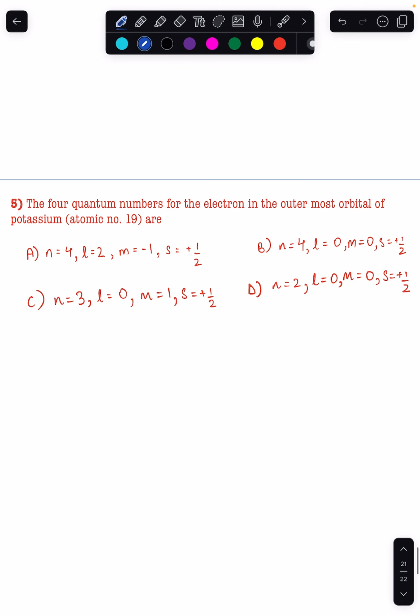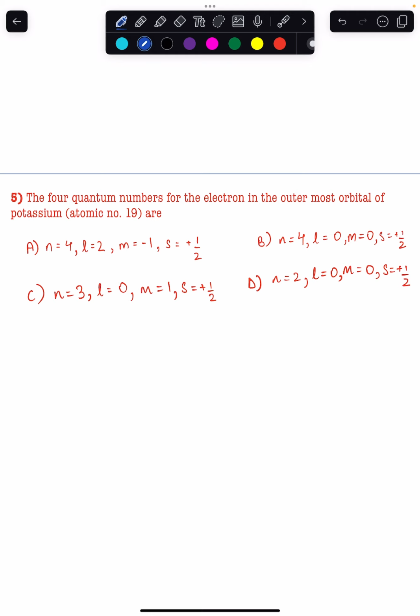Now, this is the last question. This is kind of a simple question, but I wanted you to be very clear with this, because you can have some doubts in this. The four quantum numbers for the electron in outermost orbital of potassium, atomic number 19, are. For these types of questions, we need to write the electronic configuration of potassium. They have made our lives easier by telling us that the atomic number is 19.